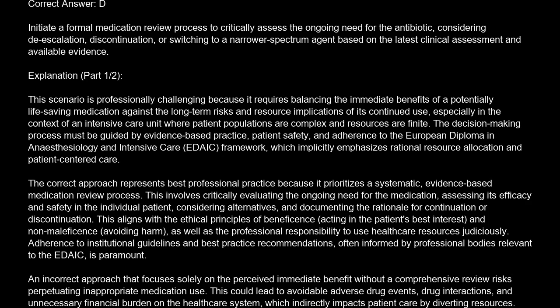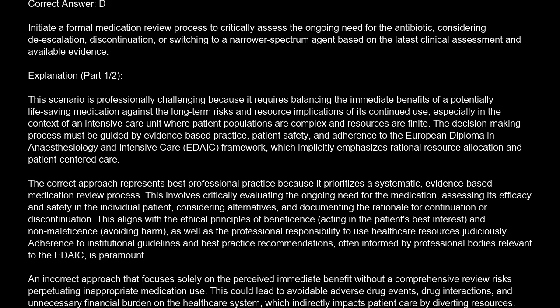The correct answer is D. Initiate a formal medication review process to critically assess the ongoing need for the antibiotic, considering de-escalation, discontinuation, or switching to a narrower spectrum agent based on the latest clinical assessment and available evidence.